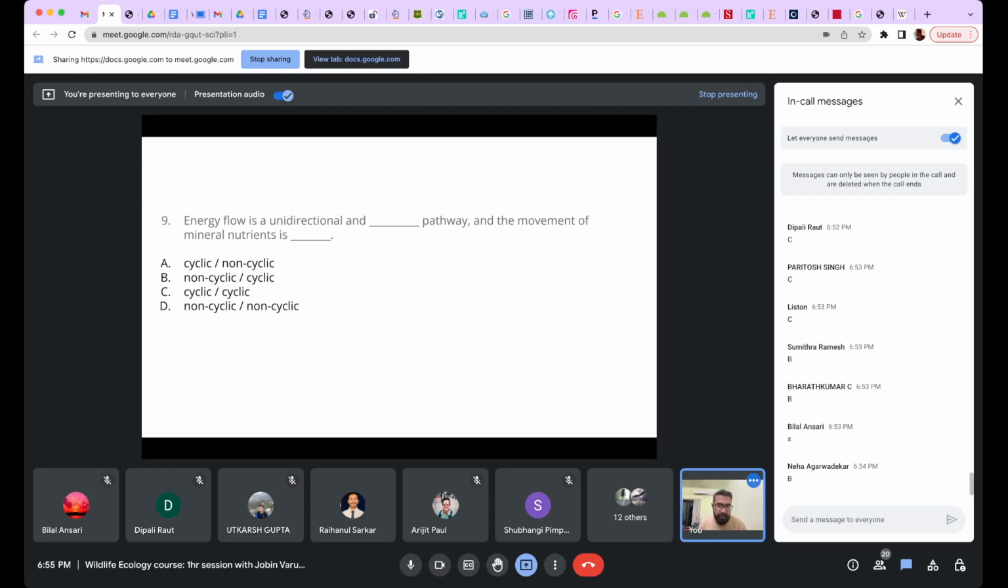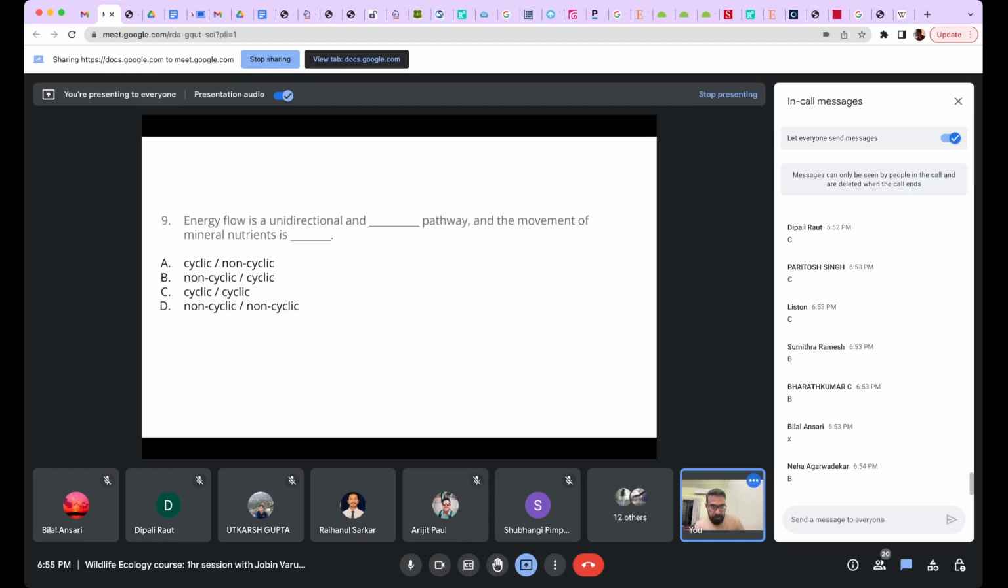Energy flow is a unidirectional and non-cyclic pathway, and the movement of mineral nutrients is cyclic, and that's why we have mineral cycles like the potassium cycle, phosphorus cycle, carbon cycle, nitrogen cycle. All that was part of the lecture that Sir gave.